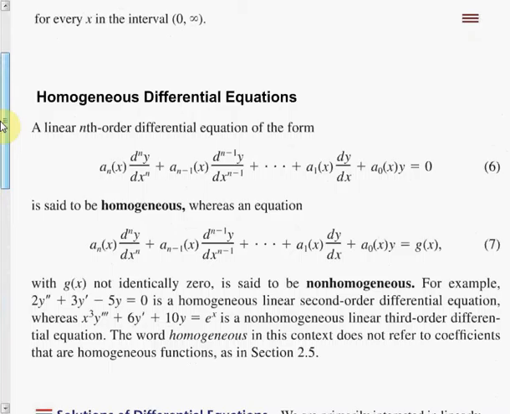Here, we're not talking about that type of homogeneous. Here, we're just simply saying a differential equation set equal to 0 is said to be homogeneous. If it's not 0, like equation number 7, and this function g of x is not the 0 function, we call it simply a non-homogeneous differential equation. Our goal in this chapter will be to solve equation number 6 and also to solve equation number 7. Doesn't matter how high the order is, we'll still solve it.